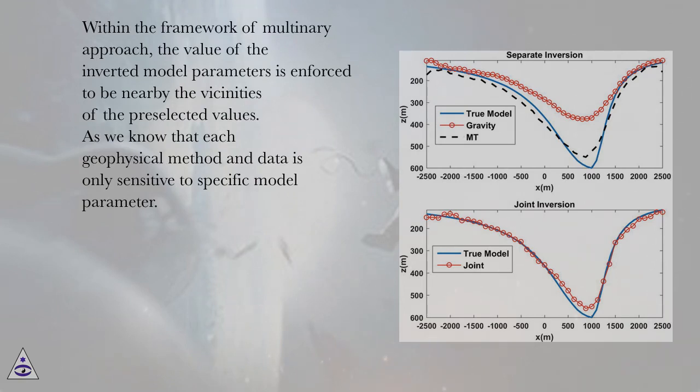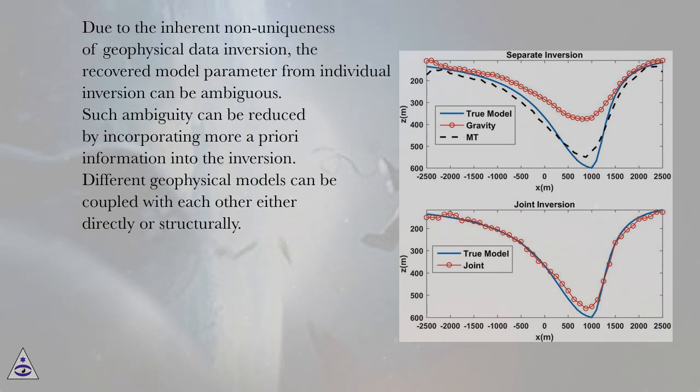As we know, each geophysical method and data is only sensitive to specific model parameters. Due to the inherent non-uniqueness of geophysical data inversion, the recovered model parameter from individual inversion can be ambiguous. Such ambiguity can be reduced by incorporating more a priori information into the inversion. Different geophysical models can be coupled with each other either directly or structurally.